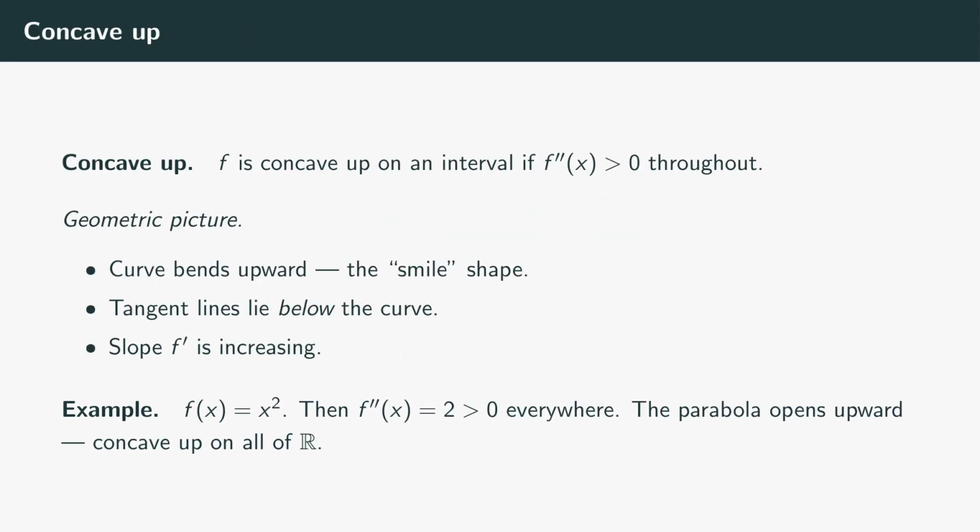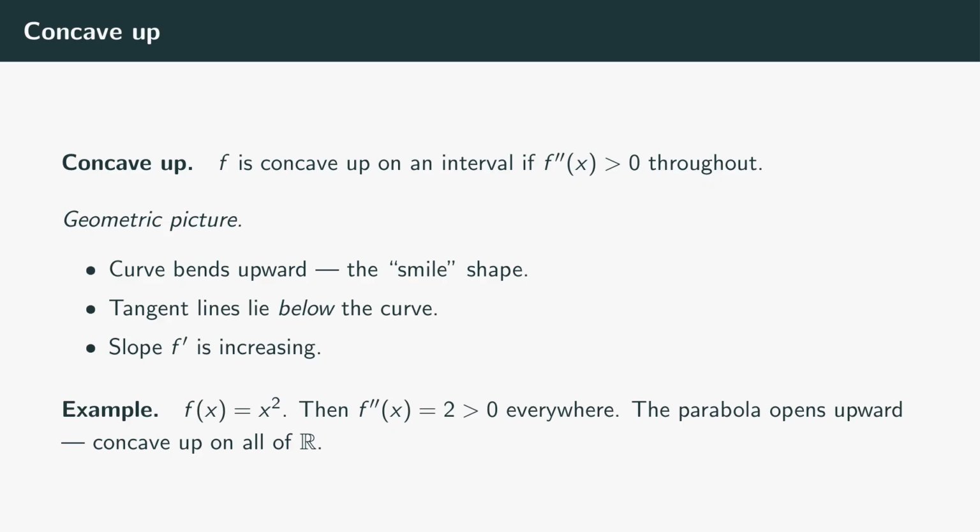Concave up. We say f is concave up on an interval if f double prime is positive throughout that interval. 3 equivalent ways to think about it. First, geometrically, the curve bends upward. Picture a smile, a U shape, a bowl that holds water. Second, in terms of tangent lines, every tangent line you draw to the curve sits below the curve. The curve curves up and away from its tangent.